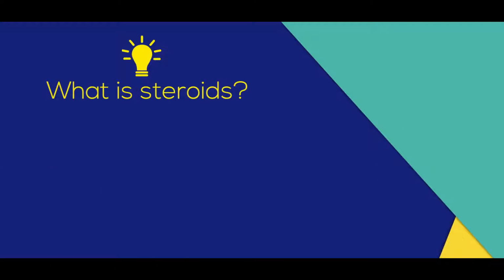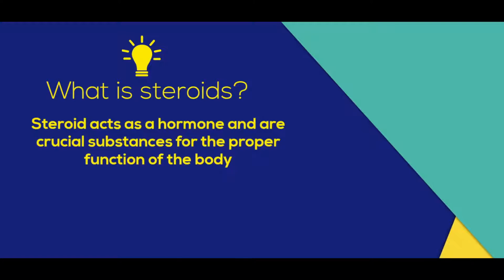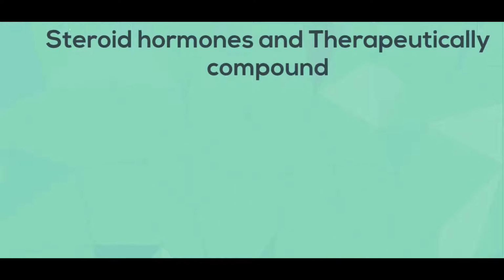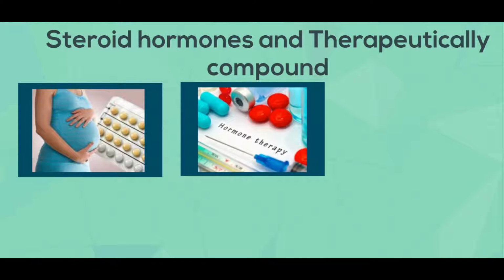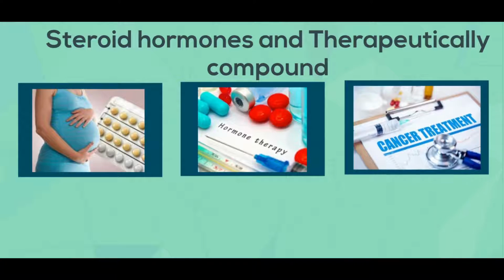What is a steroid? Steroids act as hormones and are crucial substances for the proper function of the body. Steroid hormones and therapeutically related compounds. Steroid hormones and related products represent one of the most widely used classes of therapeutic agents. These drugs are used primarily in birth control, hormone replacement therapy, inflammatory conditions, and cancer treatment.